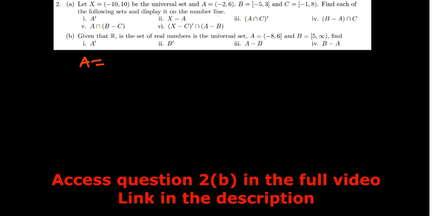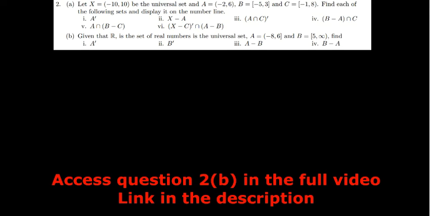So we're now on question B. Given that in this case now the set of real numbers is the universal set. So this one they like it a lot, so make sure you pay attention. Remember, if you're tired, pause the video. So -8 to 6, that is our set A. 5 to infinity for B.